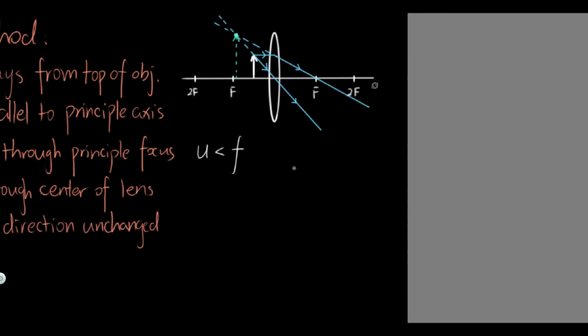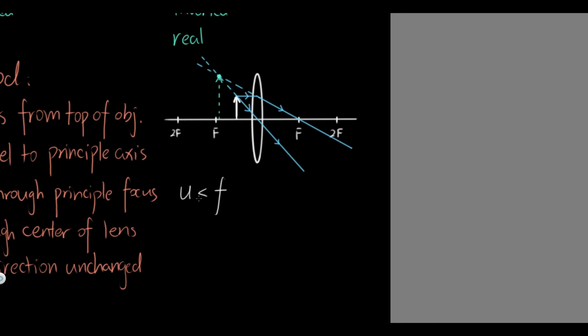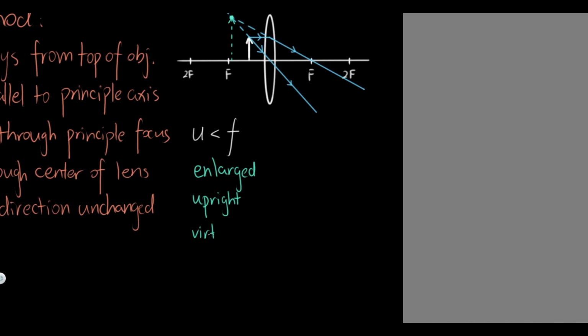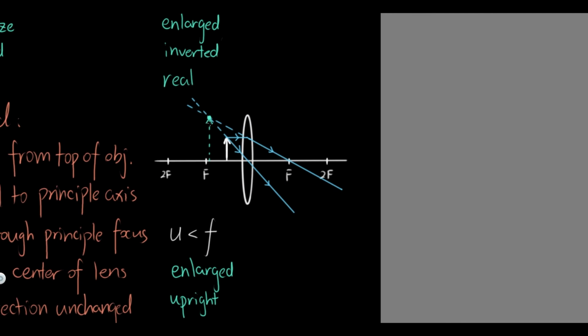But before we go into that, let's just quickly look at some properties of this image. As we can see, it is enlarged. Apparently this is much taller than this one, and we also know that this is upright, so it's not upside down anymore, and we know that this is virtual because you cannot project this on the screen. As I've just shown, it's not real light rays.